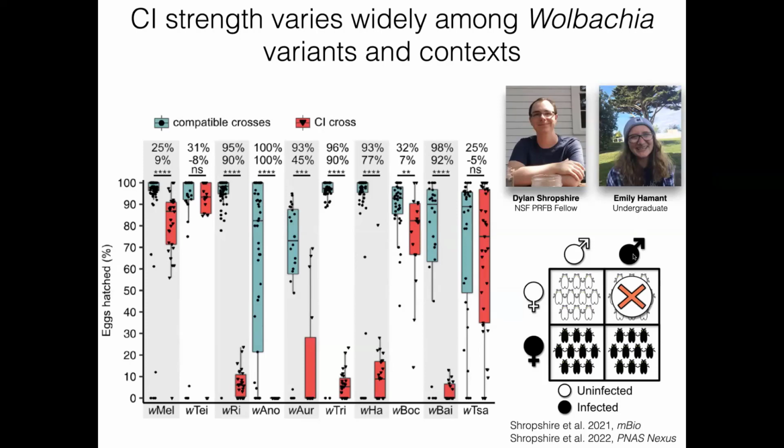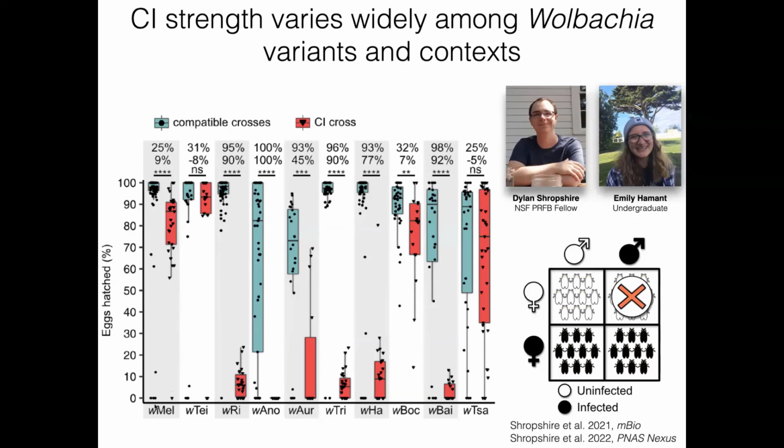Okay, so for example, if we look across systems, what I'm showing you here is the work of a wonderful postdoc in my lab, Dylan Shropshire, who did his beautiful PhD work in the Bordenstein lab, from the talk the week before. You saw other work from their lab. Dylan did his PhD work there. He's now in my lab trying to understand why CI strength varies so much.